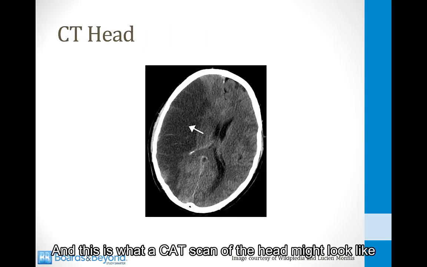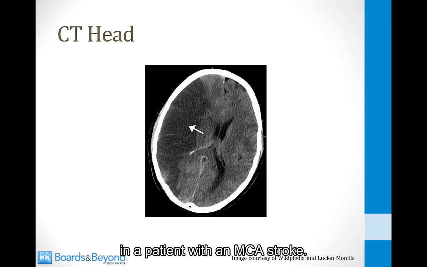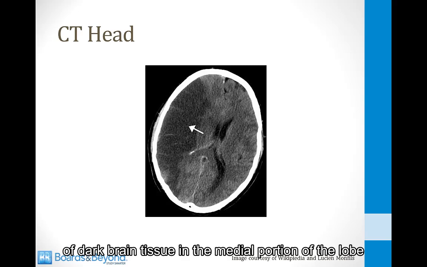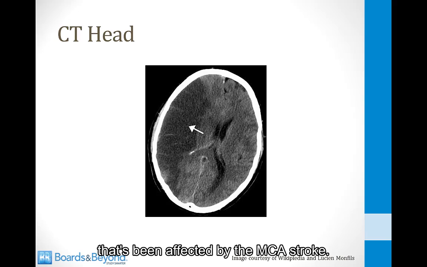And this is what a CAT scan of the head might look like in a patient with an MCA stroke. And you can see that there's a large territory of dark brain tissue in the medial portion of the lobe that's been affected by the MCA stroke.